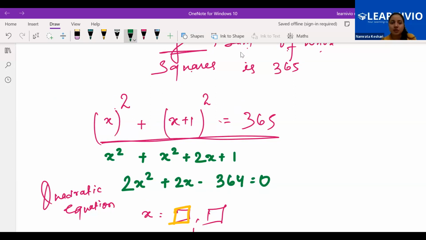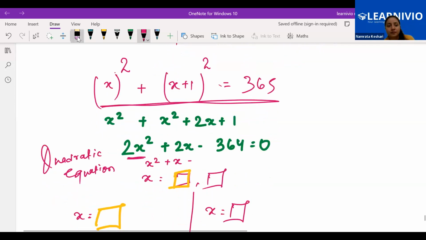To make it more simple, please take it out, because it will make your number smaller, which will help you when you go and do the multiplication of a and c and do the factorization. The smaller the number is, the easier the calculation will feel. So 2x square, 2 we can take out common from all the terms. It will just be x square plus x minus 182, 182 is equals to 0.